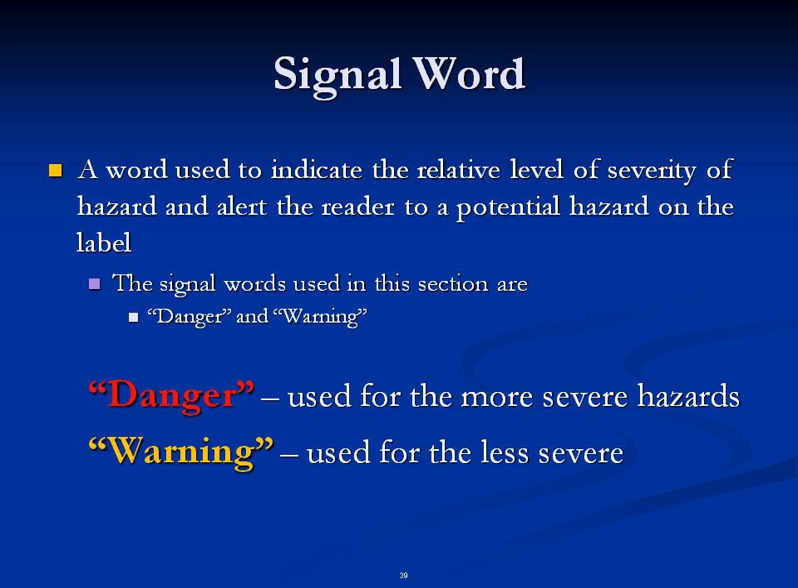Signal words, there's only two in the GHS and then HAZCOM 2012, and those are danger for the more severe hazards and warning for less severe hazards. And there are a few hazards that don't even require the use of a signal word. And that is determined by the classification in the tables that you're going to use to do your label.